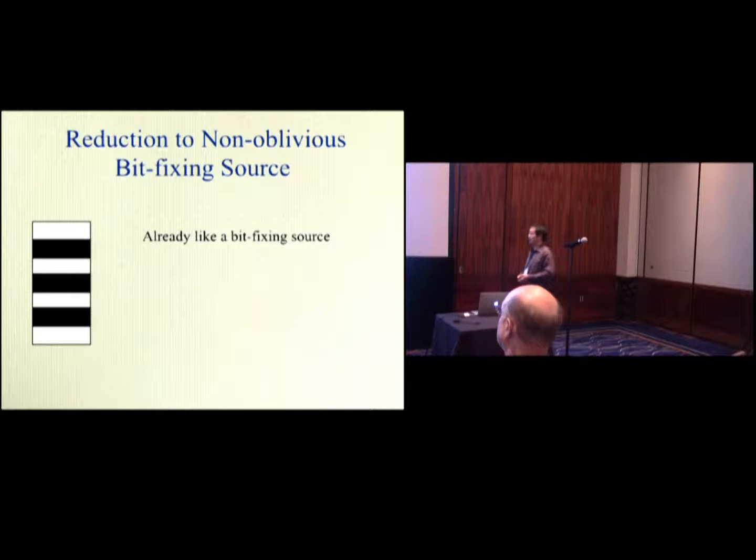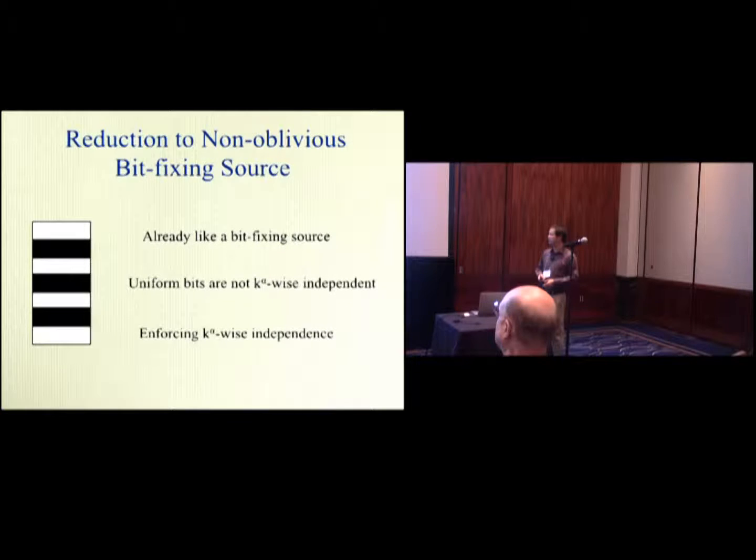Okay. And another problem here is, like I said, the uniform bits could have arbitrary dependence among themselves, so it's not necessarily k to the alpha-wise independent, which, again, is what we need for the applications. So the extra step would be that we have to somehow enforce k to the alpha-wise independence in these uniform rows. And to do that, there are several ways by now.